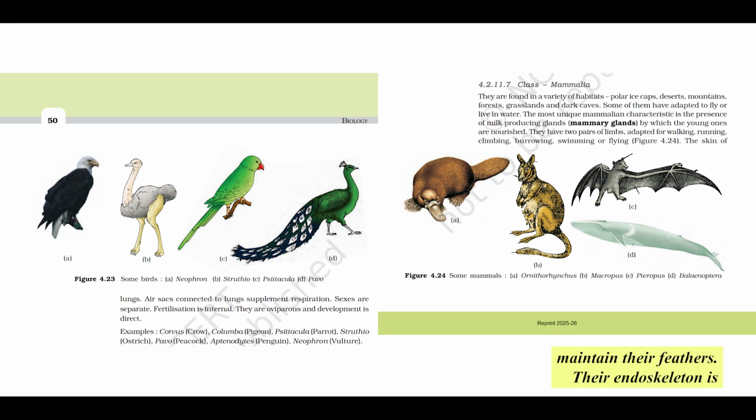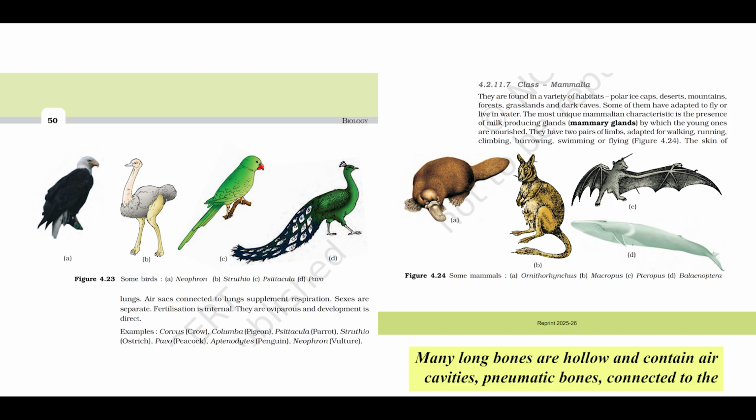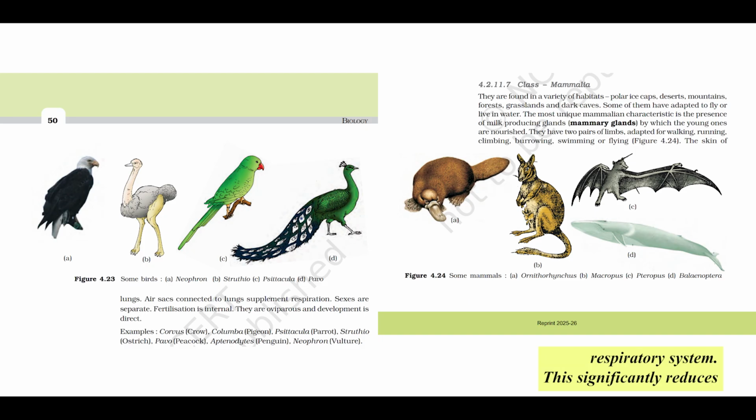Their endoskeleton is fully ossified, bony, but remarkably adapted for flight by being both strong and lightweight. Many long bones are hollow and contain air cavities, pneumatic bones, connected to the respiratory system. This significantly reduces the overall weight of the skeleton. The sternum, breastbone, is often large and keeled, providing a large surface area for the attachment of powerful flight muscles. Pneumatic bones for lightness.